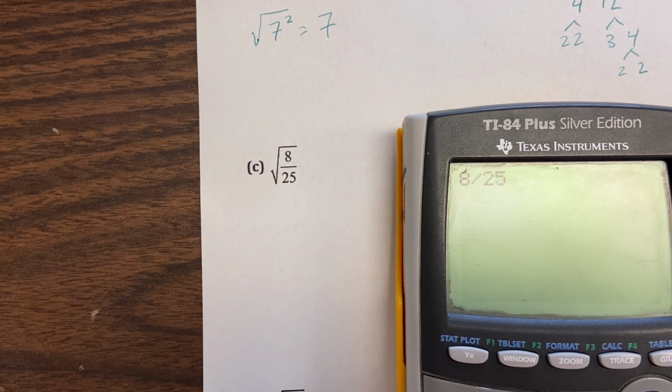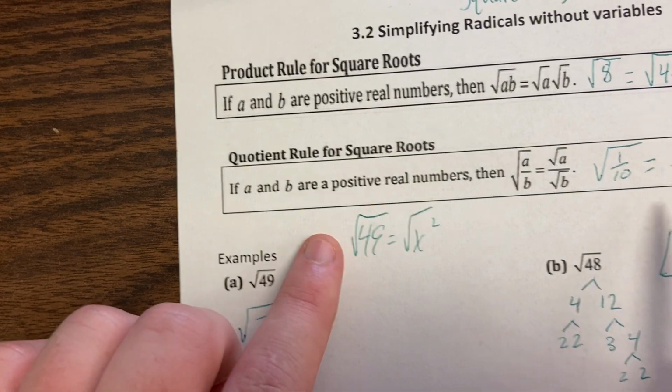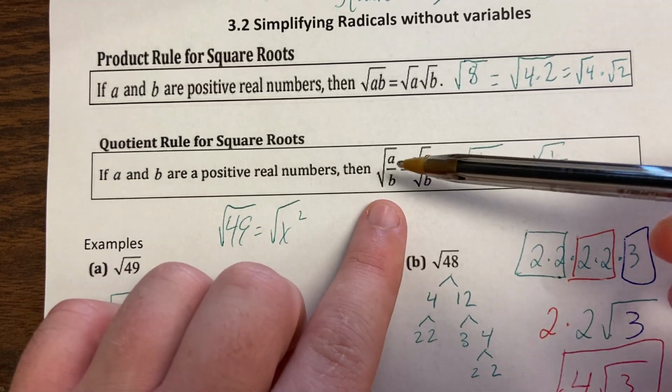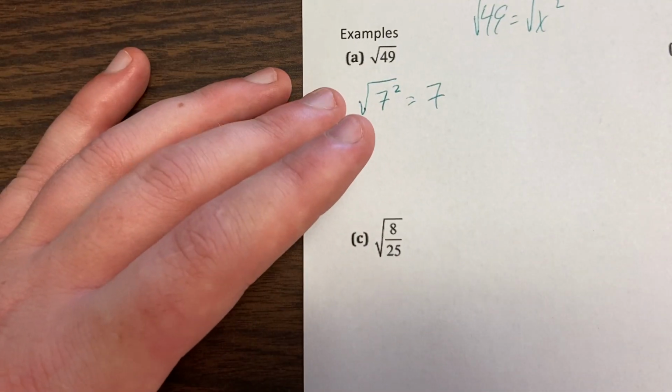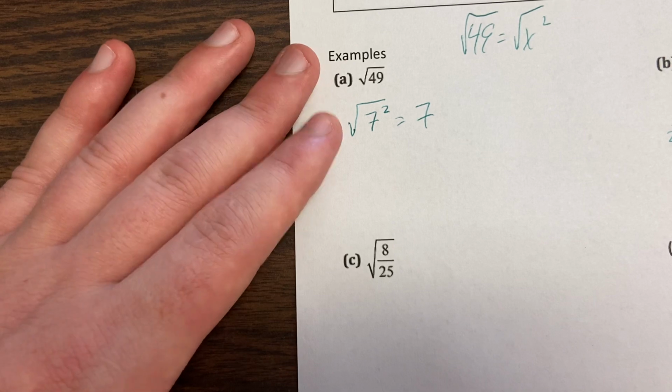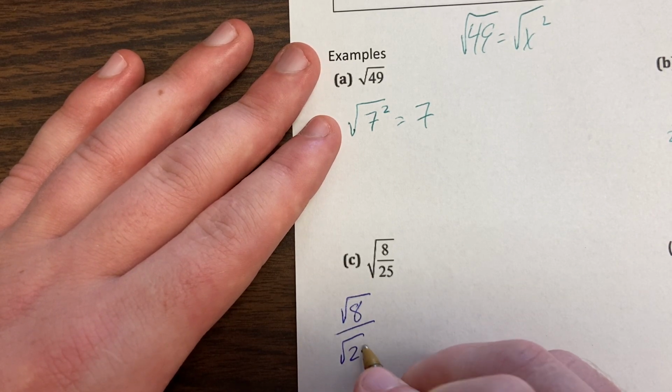8/25. It doesn't go any further. Okay, so now this comes back to the quotient property that we discussed earlier. The square root of a quotient is the quotient of their square roots. So we don't have to look at this fraction in its entirety. What I can do is separate these guys out into their own separate houses.